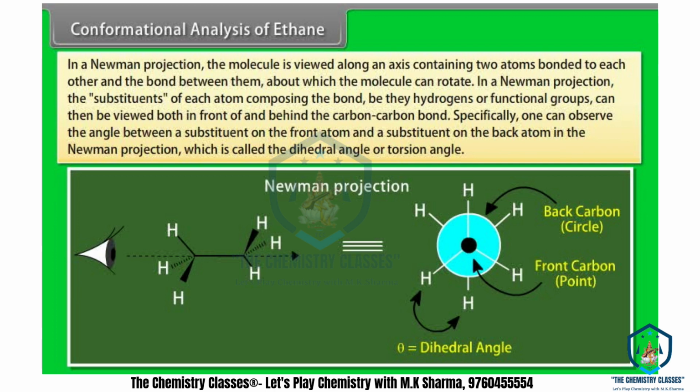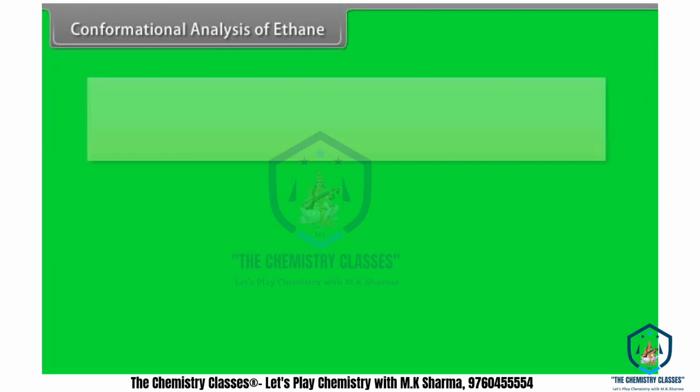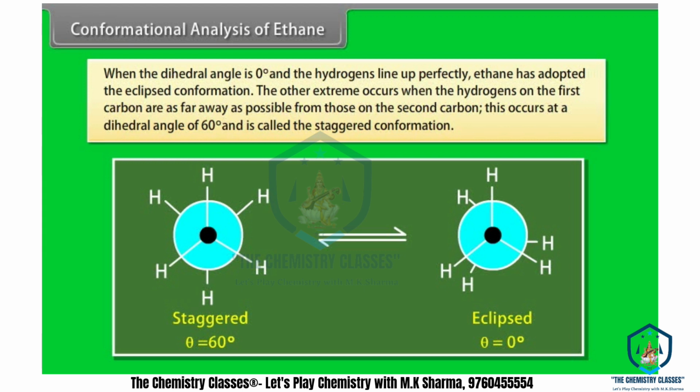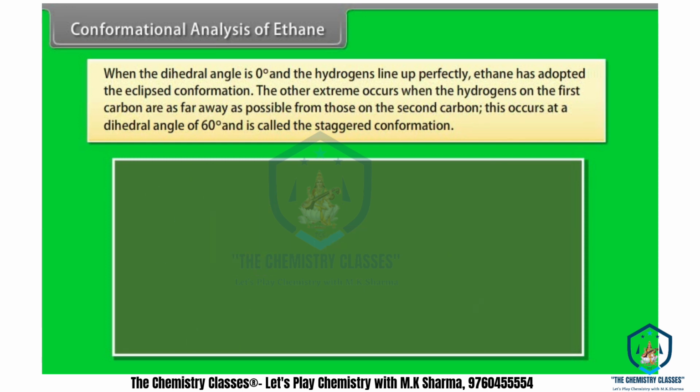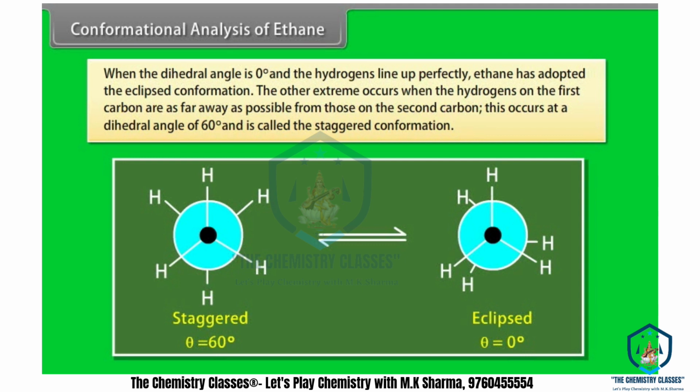In ethane specifically, we can imagine two possible extreme conformations. In one case, the dihedral angle is 0 degrees and the hydrogens on the first carbon line up with, or eclipse, the hydrogens on the second carbon. When the dihedral angle is 0 degrees and the hydrogens line up perfectly, ethane has adopted the eclipsed conformation. The other extreme occurs when the hydrogens on the first carbon are as far away as possible from those on the second carbon. This occurs at a dihedral angle of 60 degrees and is called the staggered conformation.